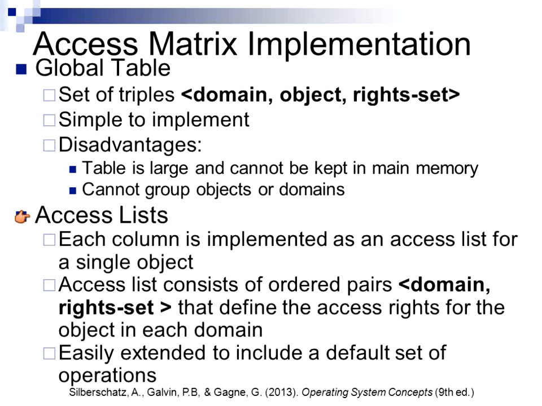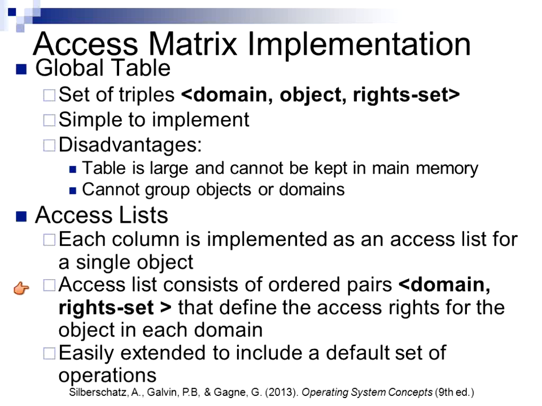Another way we can implement an access matrix is by using an access list. In this case, each column in the access matrix can be implemented as an access list for that particular object. So each column has an access list, and the access list is just ordered pairs, the domain and the right set in that domain.